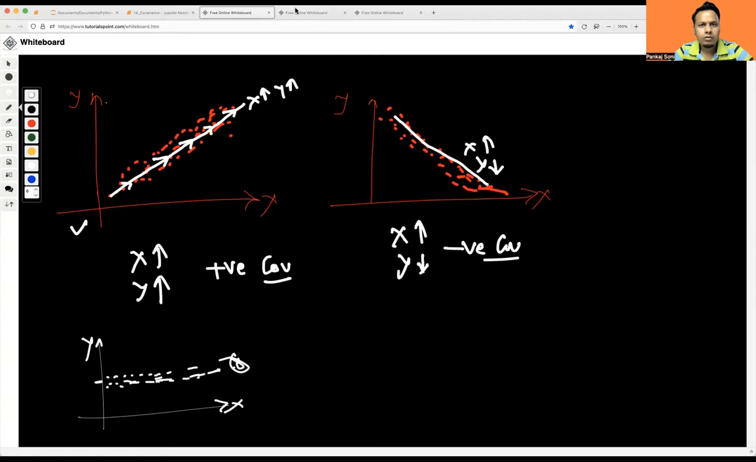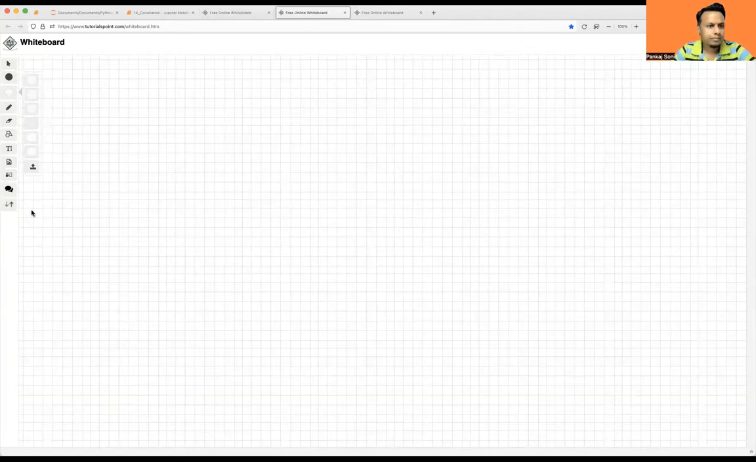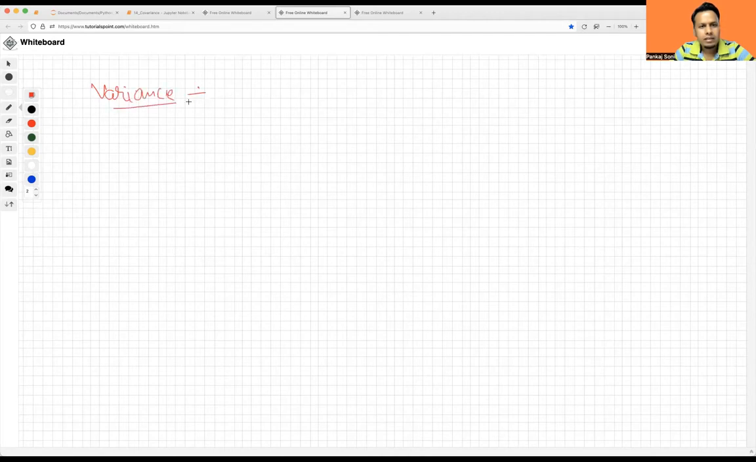Now let me talk about the formula, and how exactly we can prove it. First of all, let's see what variance is. We have already seen it. Here is the formula for variance: 1 by n, summation of all values i from 1 to n, of x of i subtract the mean, and square it. This is what we saw for variance.